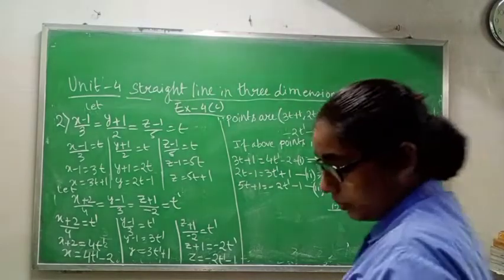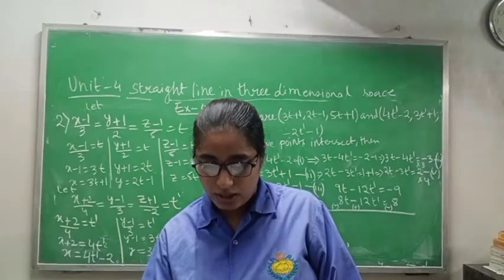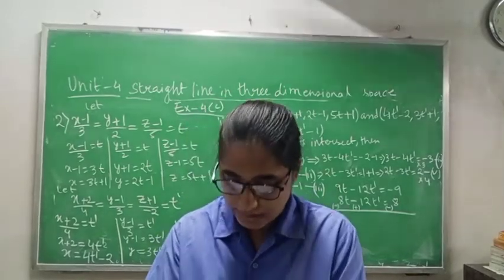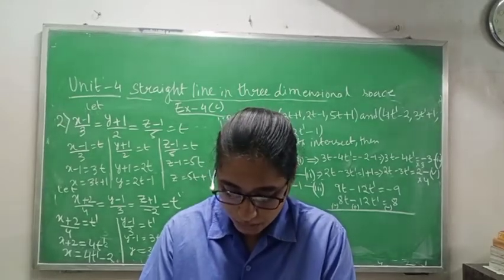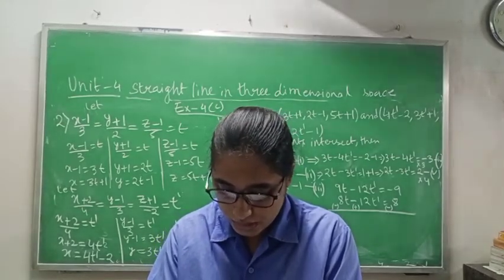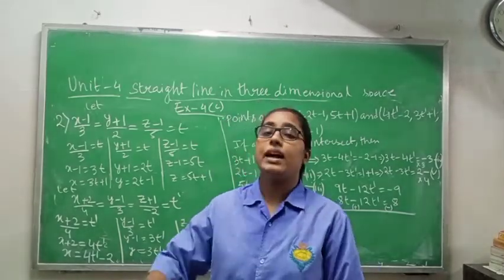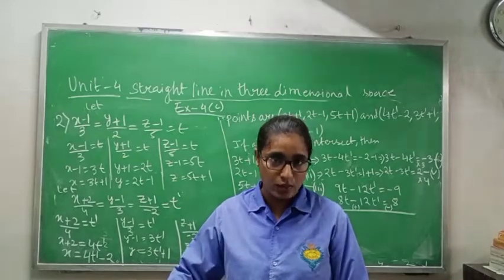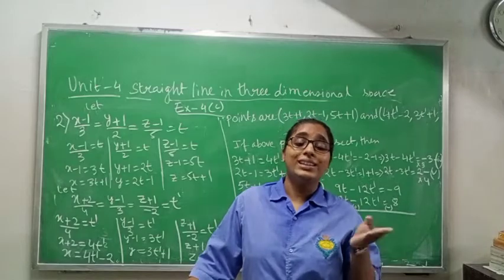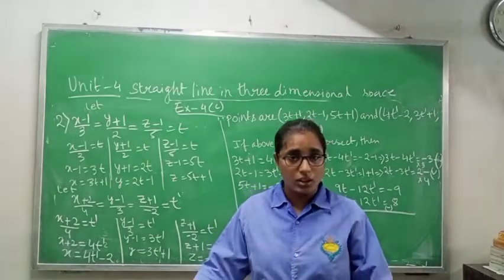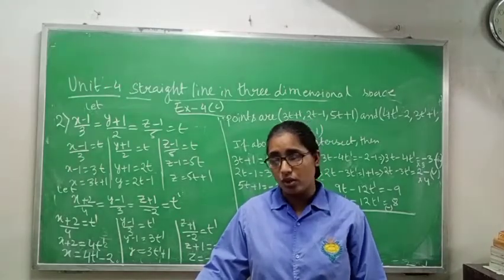Class 12, see question number 2. Show that the lines (x minus 1)/3 equals (y plus 1)/2 equals (z minus 1)/5 and (x plus 2)/4 equals (y minus 1)/3 equals (z plus 1)/minus 2 do not intersect. It means that first we have to find the t value and t dash value. Then that value we have to put in equation 3, and we will get that LHS and RHS are not equal. Then we will say that the given lines are not intersecting or do not intersect.